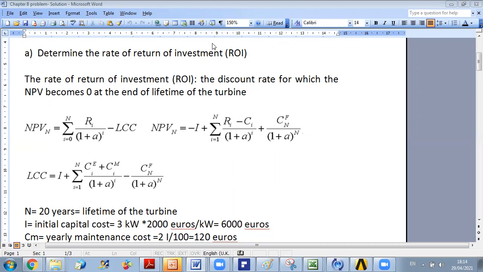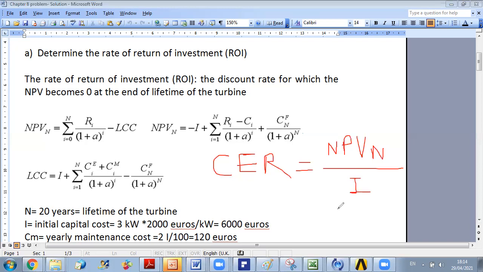And then we said that in order to take into account all the risks that we have when we are doing the project, we calculate what is called the CER, the capital enrichment rate, which is calculated as the net present value at year end over the investment. And we say that this CER should be larger than 0.3. So at least we should gain 30% of our initial investment.